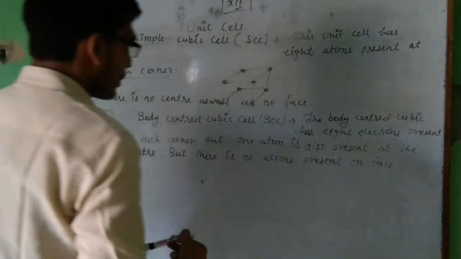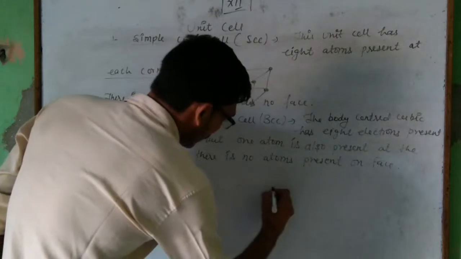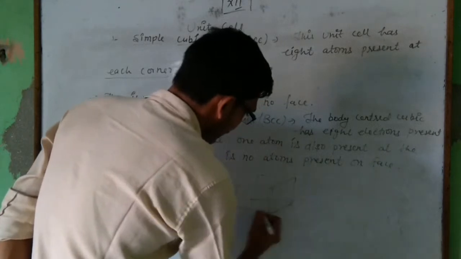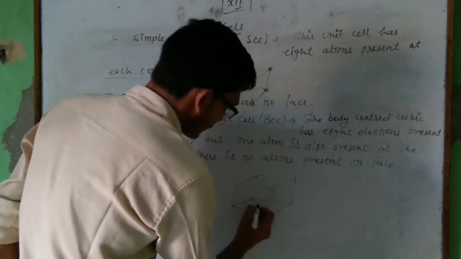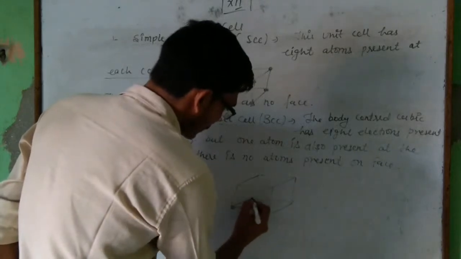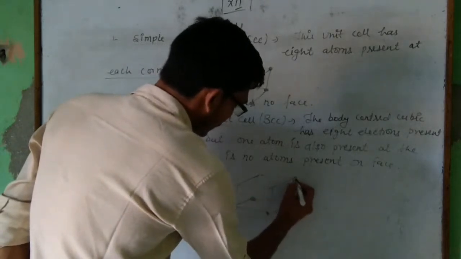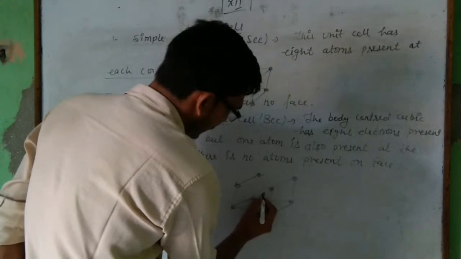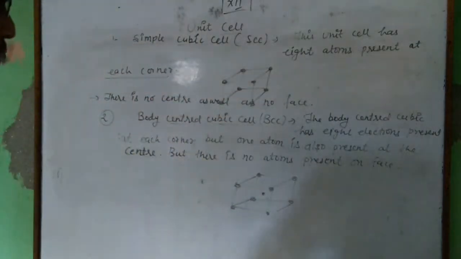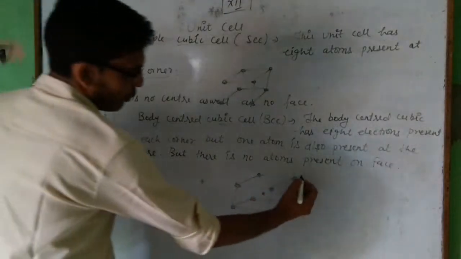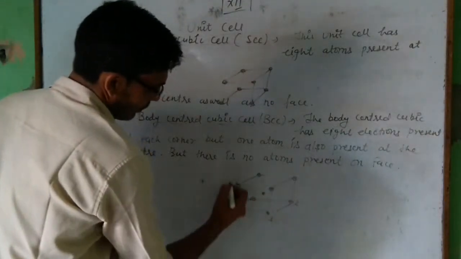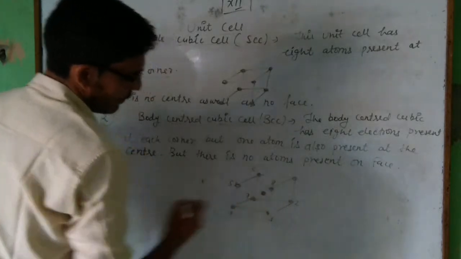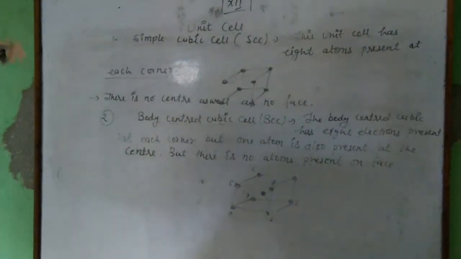So the picture of this body centered cubic cell is like this: 8 corners, and one is present at the center also. So here is the presence of the atoms: 1, 2, 3, 4, 5, 6, 7, 8, and one is present at the center also. This is the body centered cubic cell.